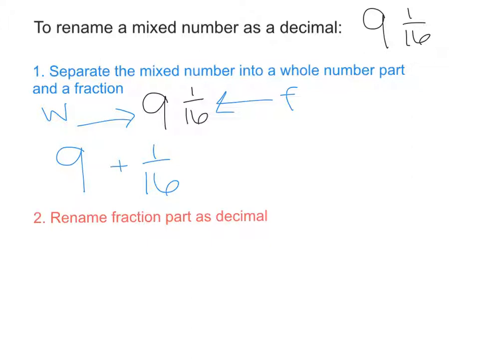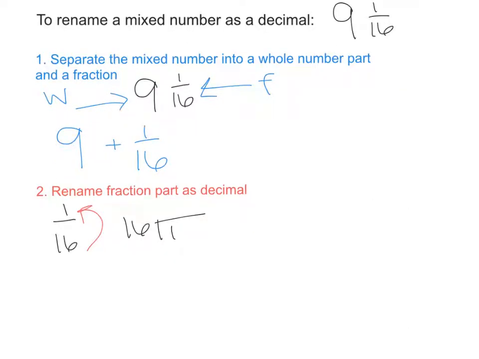And now we rename the fraction part, which is 1/16, as a decimal. And we do that by bottom into top, bottom into top. So that looks like 16 into 1. But as we know, 16 can't go into 1, so we have to add a 0, and whenever we add a 0, we have to add a decimal up top. So now we have 16 into 10, but 16 can't go into 10, so we have to add another 0 in here, and that means we have to bring a 0 up here.